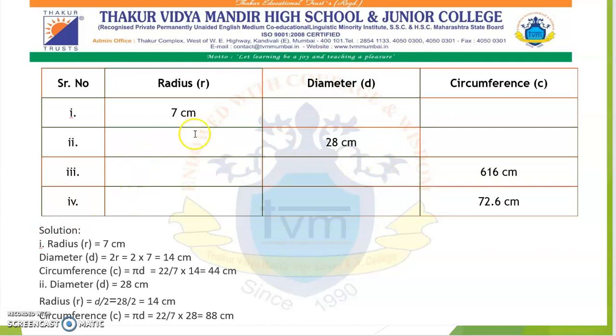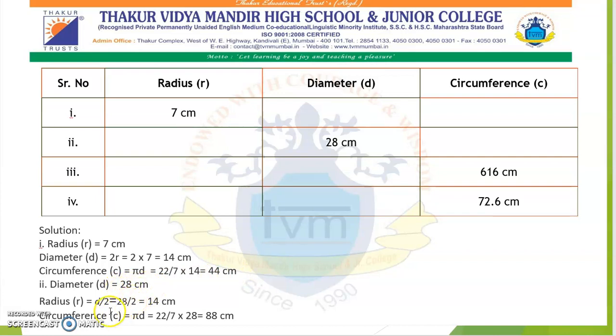Let us see this table. In this, the radius is given, and diameter and circumference we have to find out. So the radius is given here, 7 centimeter. Diameter is twice the radius, 2 into 7, 14 centimeter. Remember always that the diameter is double of the radius. Circumference C equal to pi d, or C equal to 2 pi r. This is our formula. Here the diameter is given, so we can use C equal to pi d, 22 upon 7 into 14, 44 centimeter.